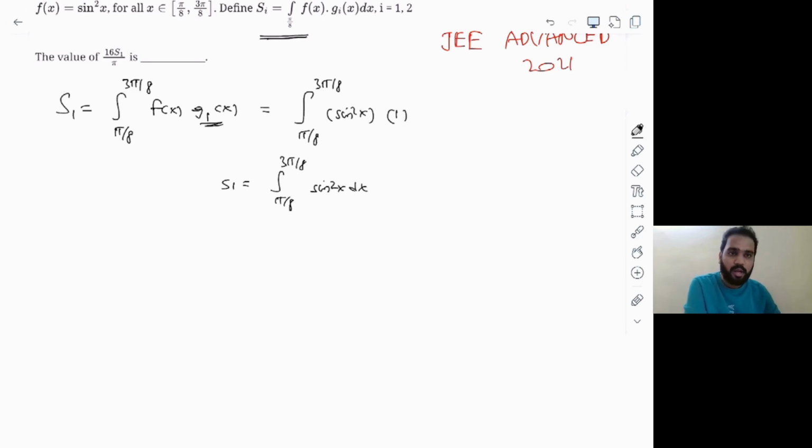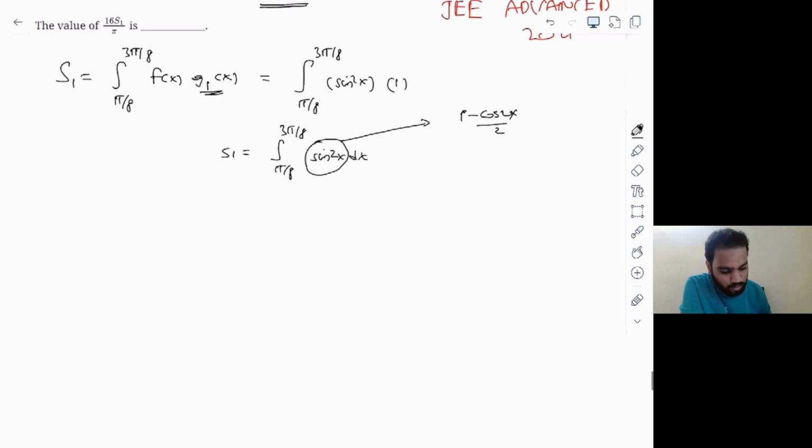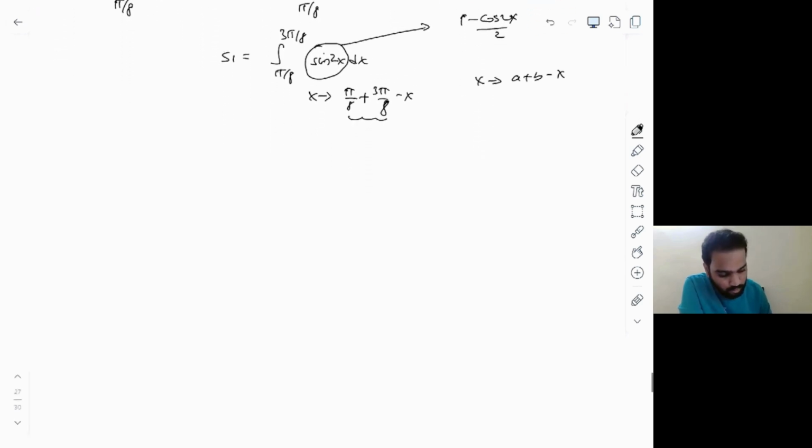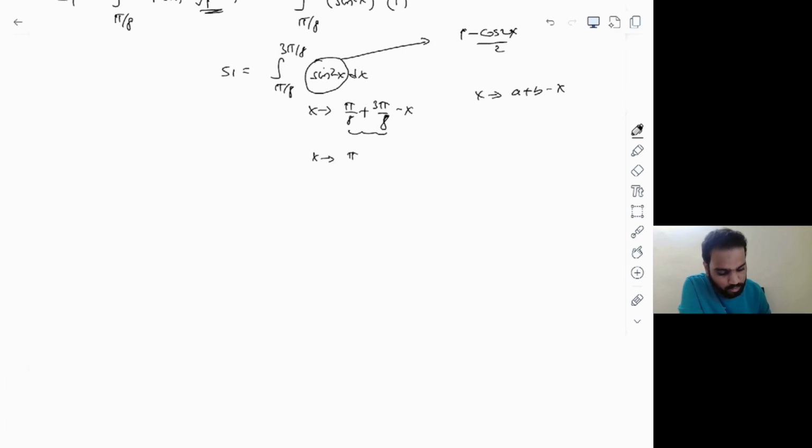Now, after this step, many students might go for writing sine square x as 1 minus cos 2x divided by 2. This is a time wasting process. Don't do that, it will take some time. Instead, use the King's rule, that is, you can replace x with pi by 8 plus 3 pi by 8 minus of x, because we have the property of replacing x with a plus b minus of x. So what is pi by 8 plus 3 pi by 8? Clearly 4 pi by 8, that is pi by 2. So you just need to replace x with pi by 2 minus of x here.